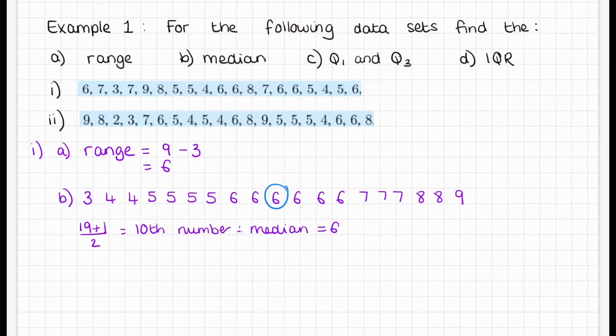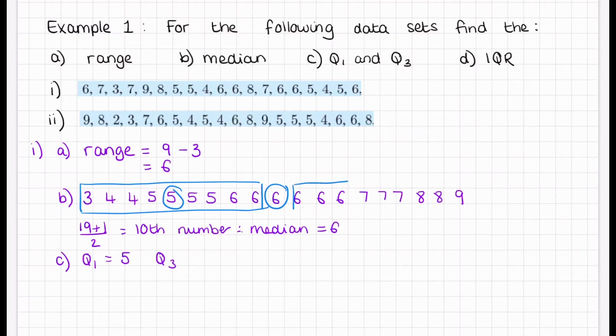C, quartile 3 and quartile 1. Now when we're working out quartiles, once we've got our median, for quartile 1, we look at all the numbers below the median. So we don't include the median. We look at all the numbers below, and we find the middle of these, which is 5. So quartile 1 equals 5, and then quartile 3, we do the same with all the values above the median. Look at all the numbers above the median, find the middle, and you'll see it is 7.